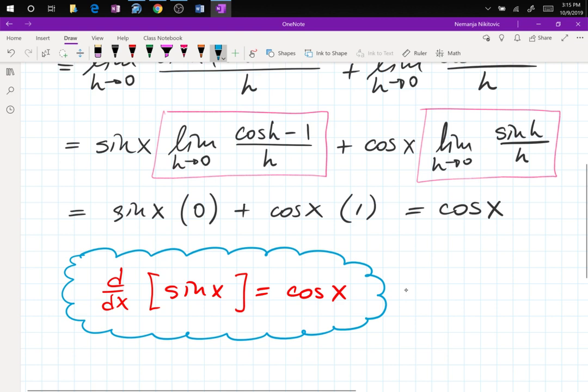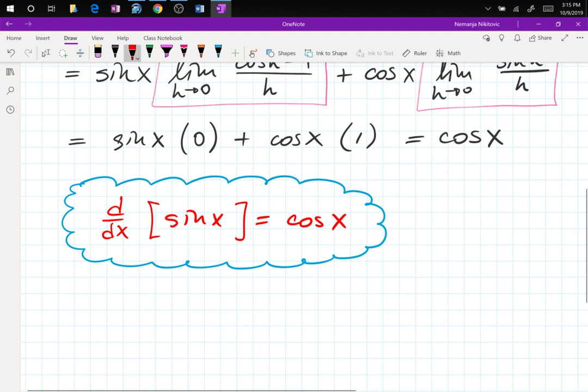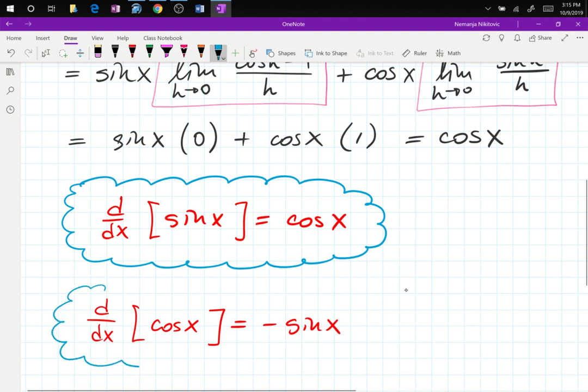Now you can use exactly the same process to show that the derivative of cosine x is negative sine x. And that's going to be the second one. And now we got 2 out of 6. 4 to go. So these are our formulas: derivative of sine is cosine, derivative of cosine is negative sine.